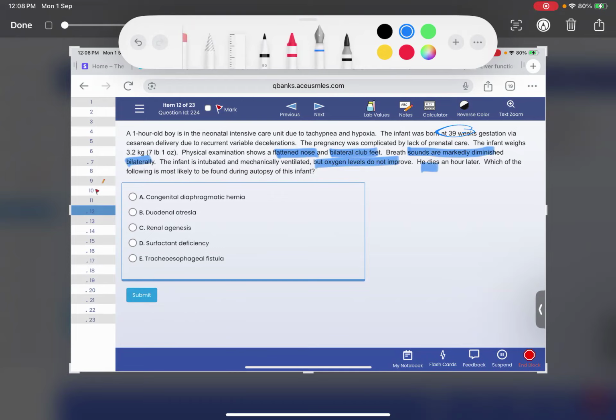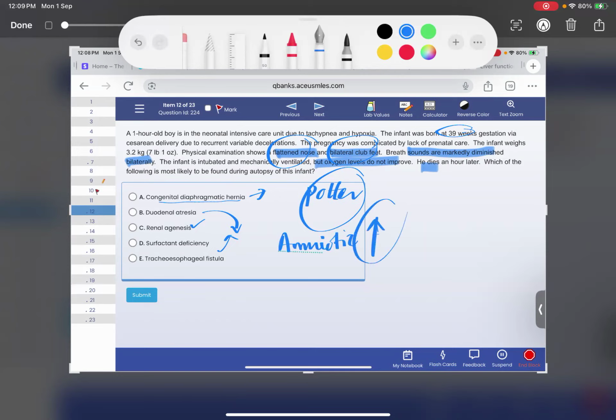That's pulmonary hypoplasia, Potter sequence, and it's renal agenesis. We have discussed congenital diaphragmatic hernia yesterday, right? It causes pulmonary hypoplasia, but it does not cause flattened nose and bilateral club feet. What will happen with duodenal atresia and TEF? They will block. It's a simple concept if you think about it. What will happen to the amniotic fluid? It will increase, polyhydramnios, because the baby cannot drink it.